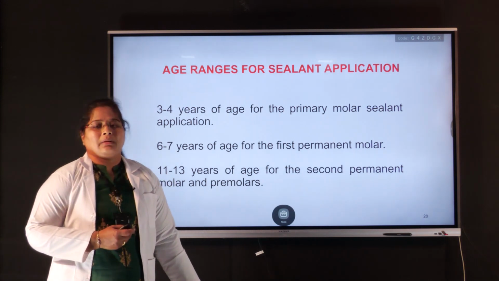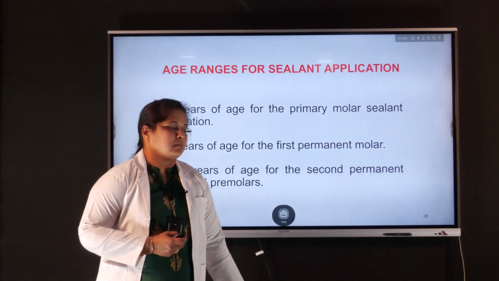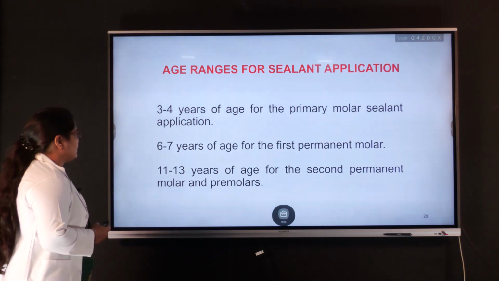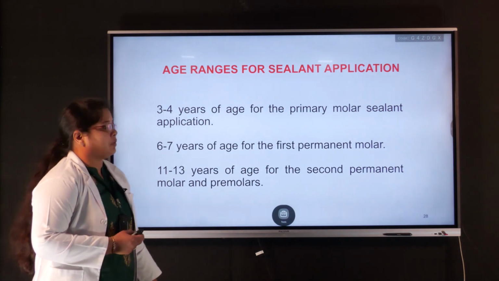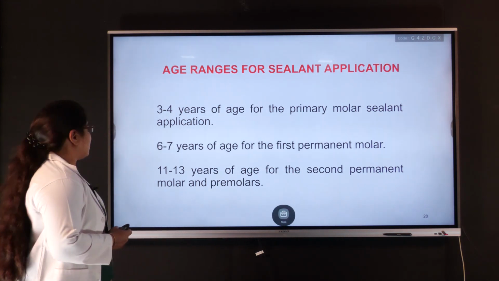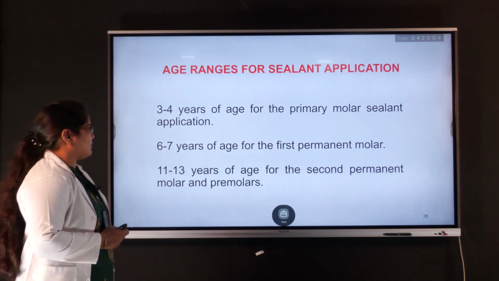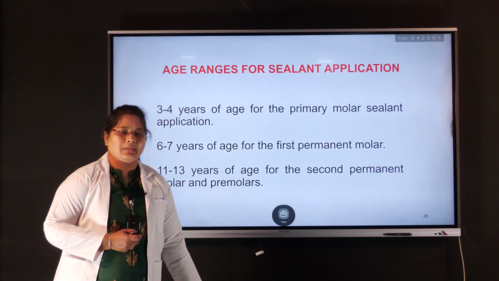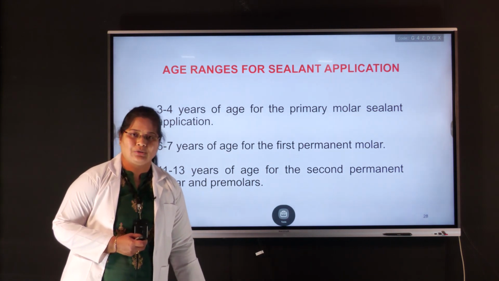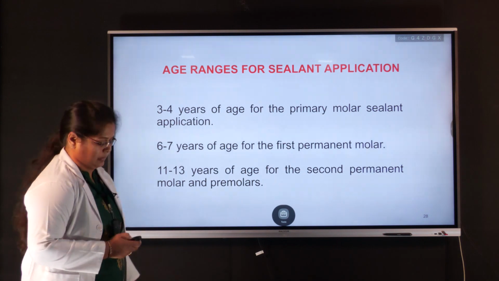Suitable ages for the fissure sealants. 3 to 4 years for the primary molars, 6 to 7 years for the first permanent molar, 11 to 13 years for the second permanent molar. These are the suggested age groups for sealant placements.